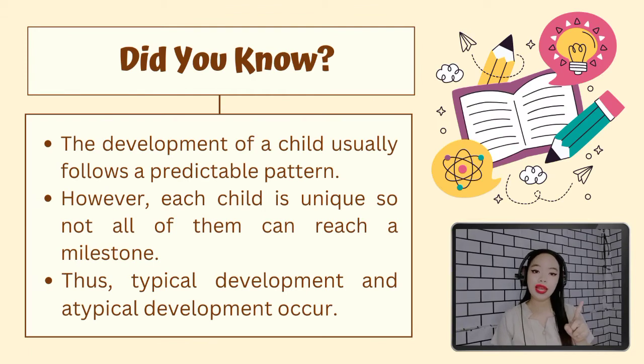Class, did you know? The development of a child usually follows a predictable pattern. There are certain skills and abilities that are observed to gauge a child's development, such as babbling and following directions. However, each child is unique, so not all of them reach a milestone at the same time. Thus, typical development and atypical development occur.